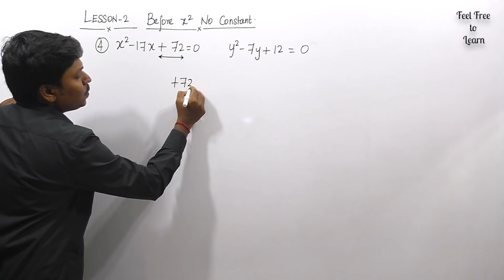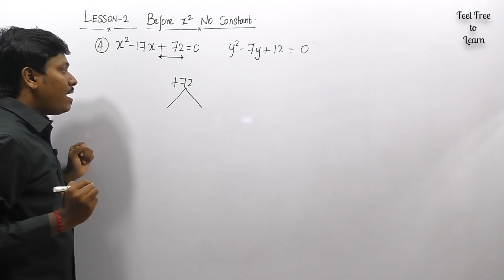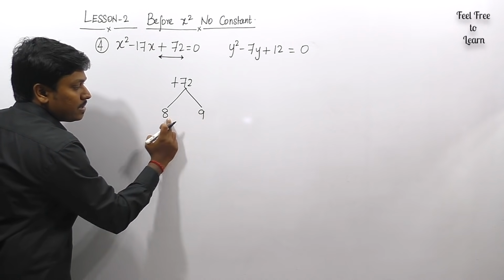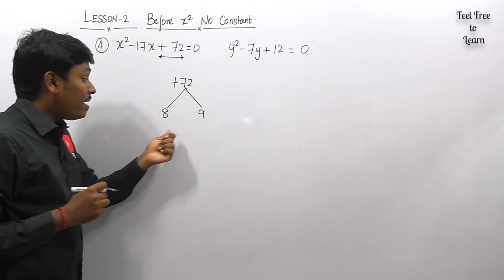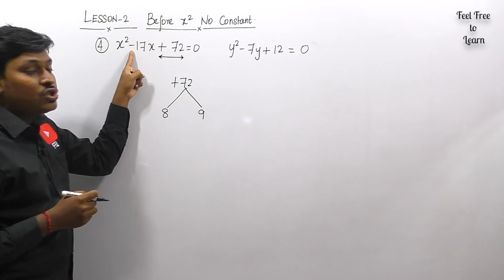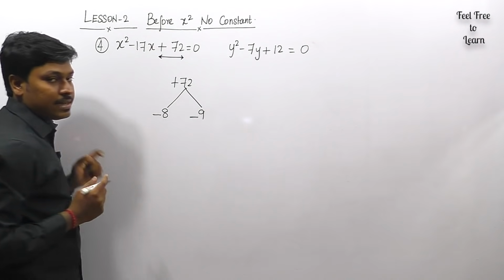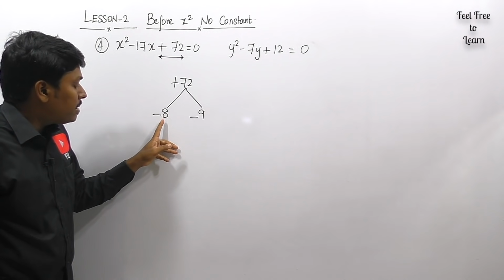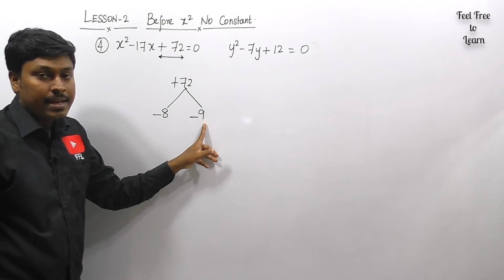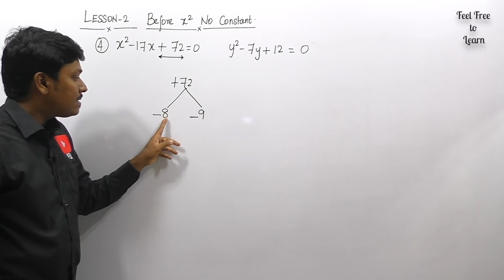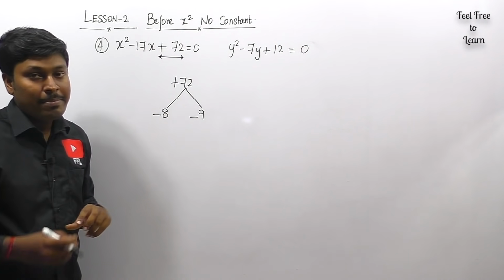Here it is plus 72. I think the multiples will be 8 nines are 72, right? So 8 and 9. When we multiply both the numbers, the result will be plus 72, but when we add both the numbers, the result should be minus 17. So this can be taken as minus 8 and minus 9. Minus 8 into minus 9, the result will be plus 72. When we add minus 8 and minus 9, the result will be minus 17.